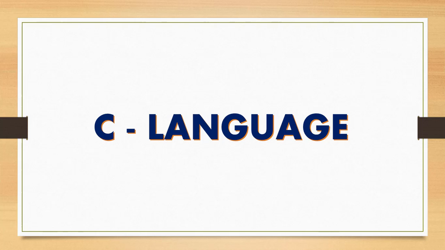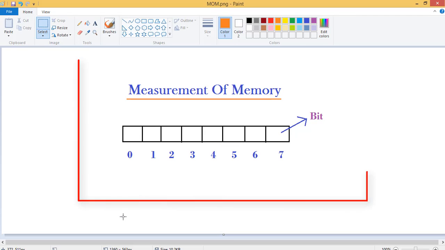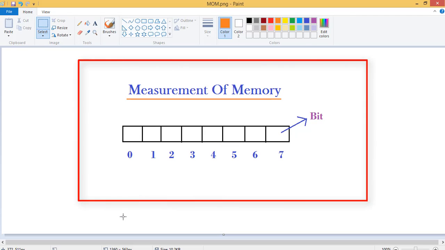This is Srinivas Reddy. In the previous session, we discussed the introduction of C language. Now, in this video tutorial, we'll discuss data types in C language. Before starting data types in C language, we'll discuss memory, the measurement of memory. Generally, memory starts from 0.